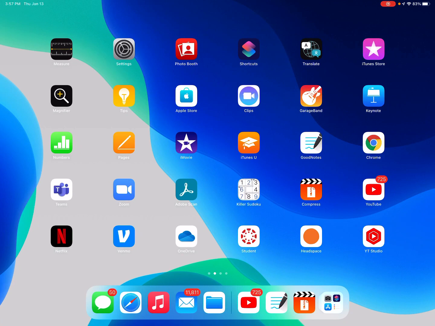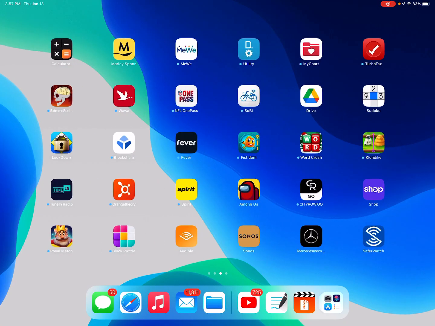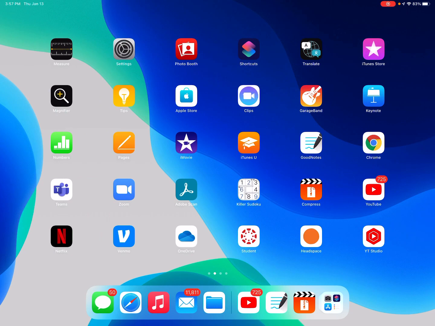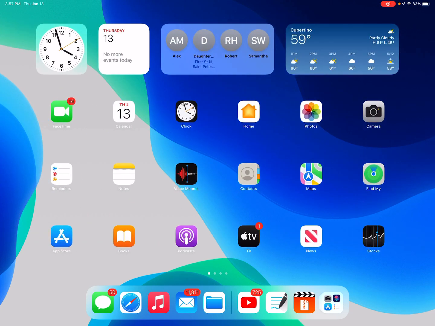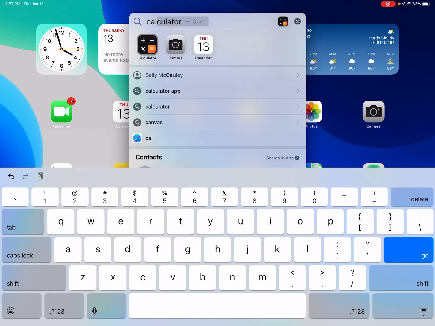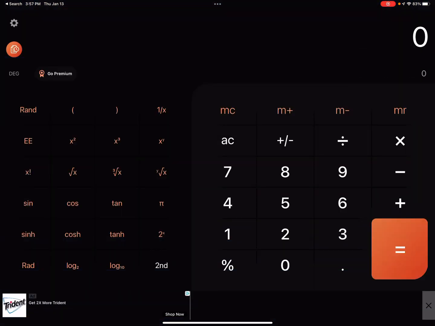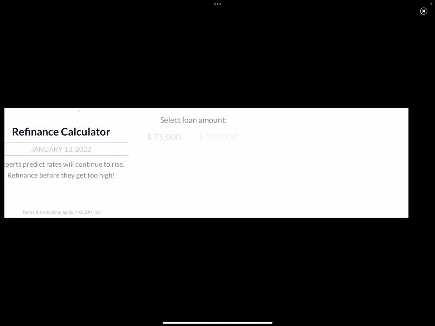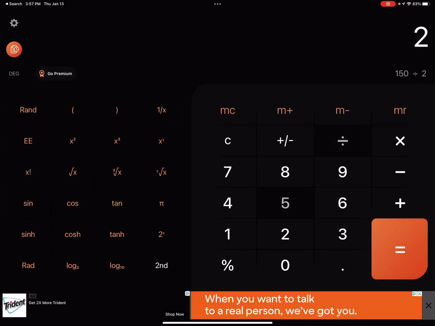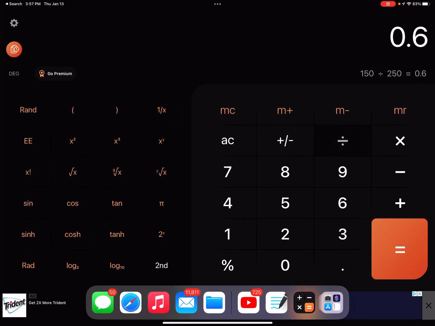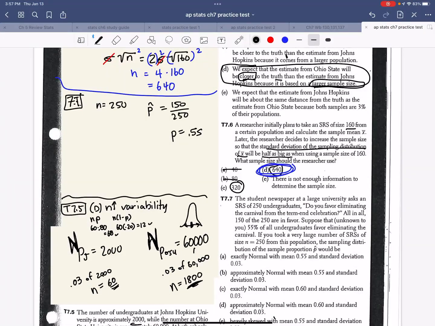So looking at our calculator, 150 divided by 250 is 0.6. So your sample was close, and later on they found out, or maybe they just asked everybody, and it's that, right?